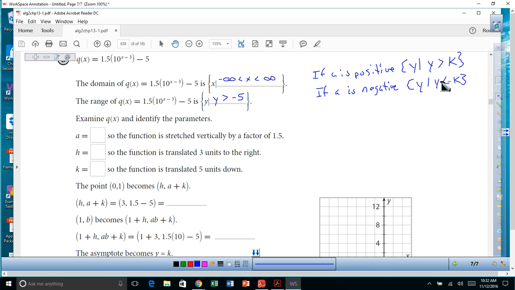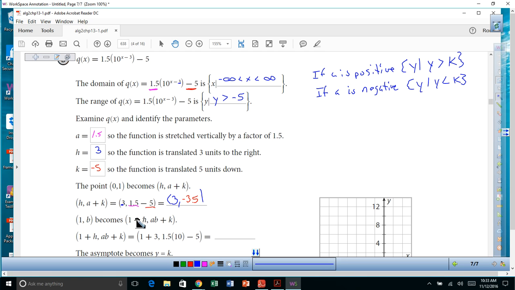Examine Q of x and identify the parameters. So what do we got? We have a is 1.5, h is 3, and k is negative 5. This will make it easy. The point (0, 1) becomes (h, a plus k). h, we said, is 3. So that will give you 3. And then a is 1.5 minus 5, which will give you negative 3.5.